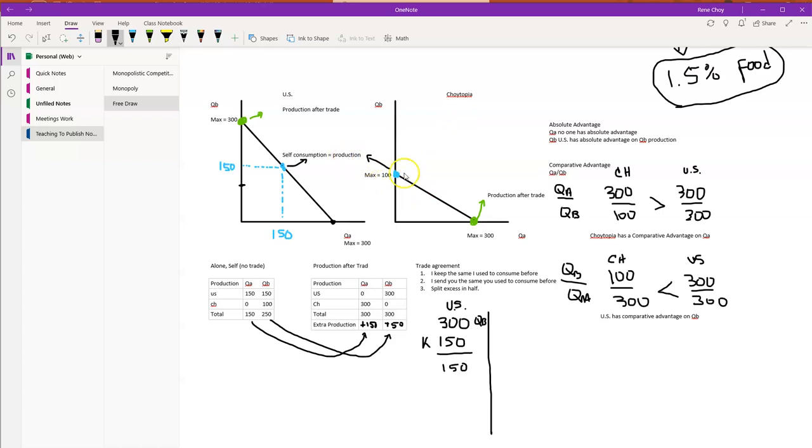Now you got to send to Choitopia the 100 that they used to consume before. Remember, this blue represents consumption and production before trade. So we got to send across the border 100. So Choitopia gets 100 by trading, put T on trade here, okay? And then now we have 50 left compared to what we had before. According to the third portion of the trade agreement, we're going to split the excess in half. So we're going to take this number and basically divide it by 2. And then we got to send half this way. So an extra 25 due to trade. And the US gets to keep an extra 25.